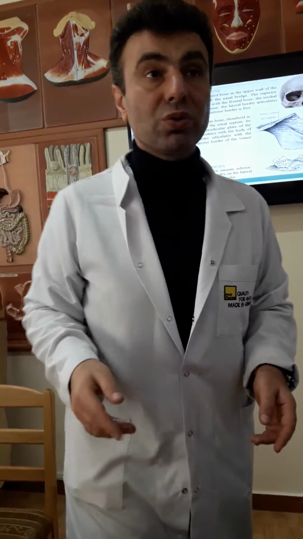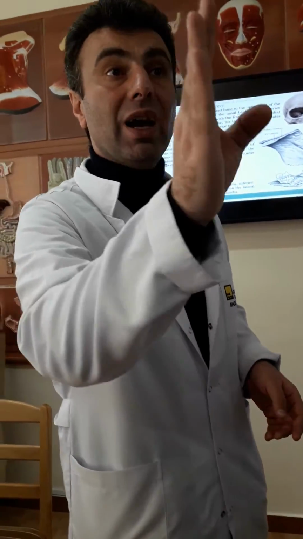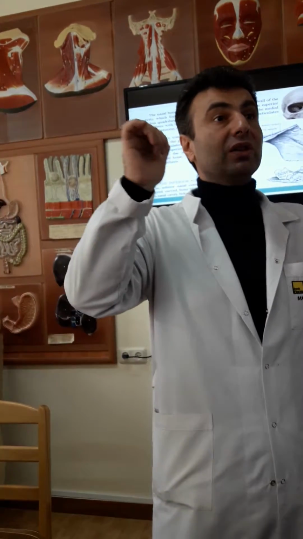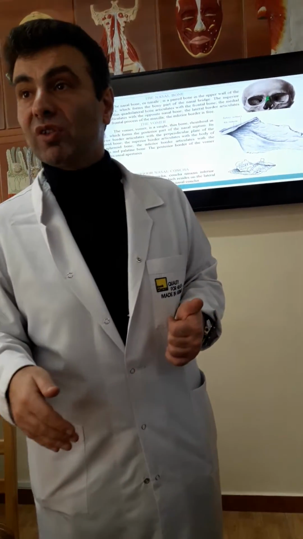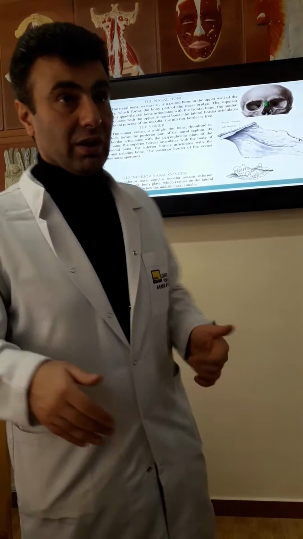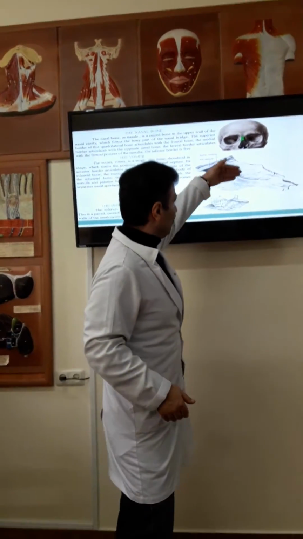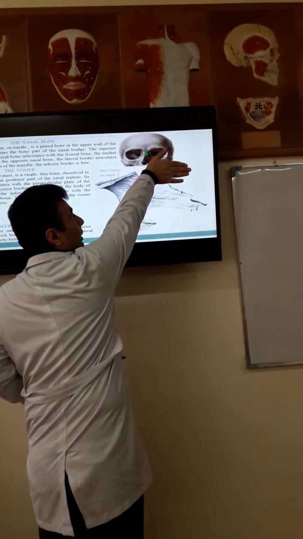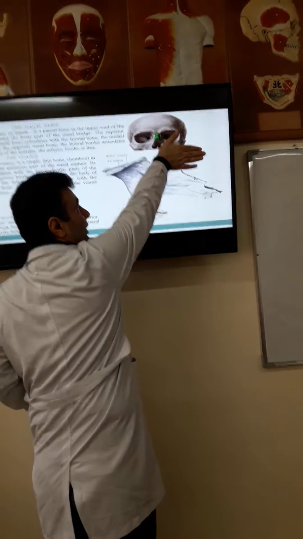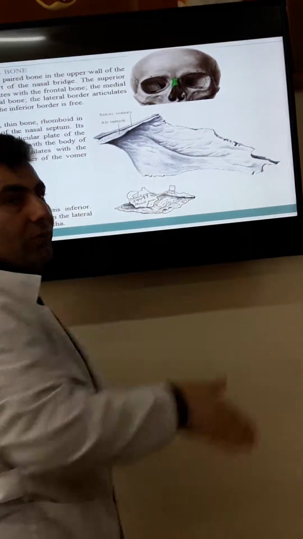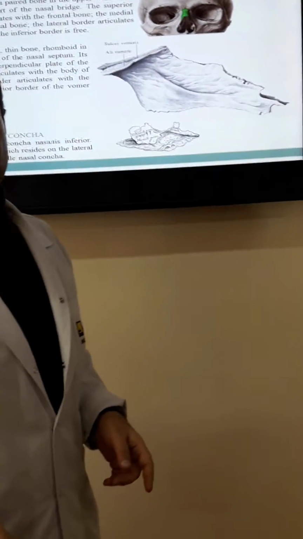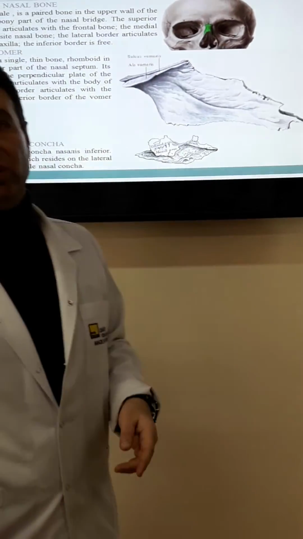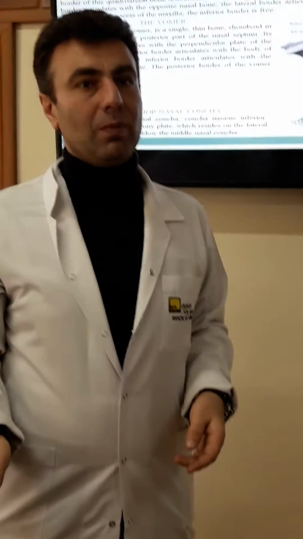The nasal cavity has two septas. Anteriorly it is the cartilage septa. Posteriorly it is the bone septa. The cartilage septa we will study together after, then we will speak about soft tissues. Nasal septa, you understand, superiorly here we have the perpendicular plate, inferiorly we have the vomer. The vomer is inferiorly connected with the maxilla and palatine bone, superiorly with the sphenoid bone. It is a single bone.